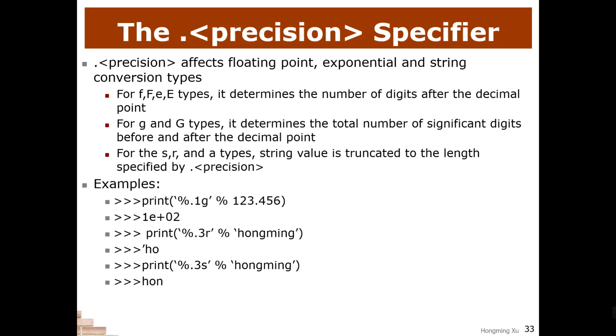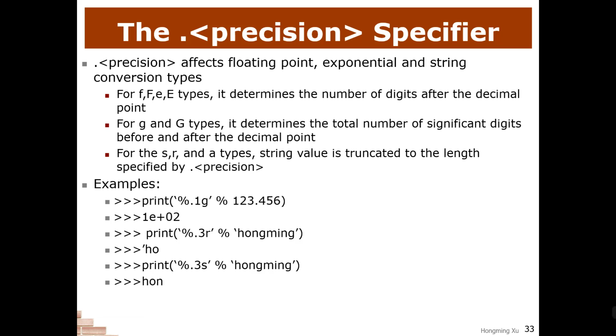The third argument we want to talk about is the precision specifier. Precision mainly affects the floating point, exponential, and string conversion types. For the floating types, it determines the number of digits after the decimal point. That is the precision for the floating point. For the G types, it determines the total number of significant digits before and after the decimal point.